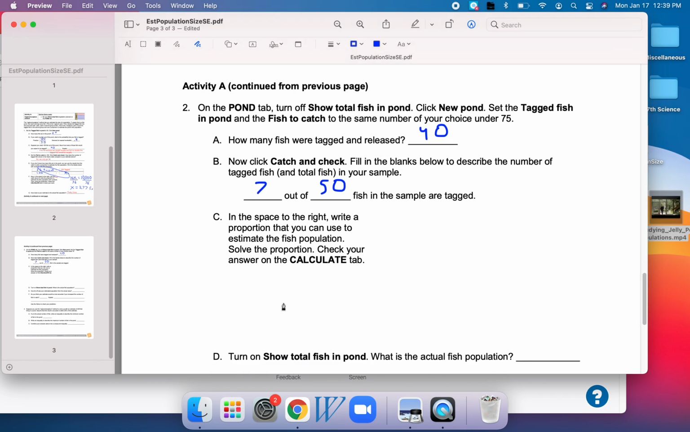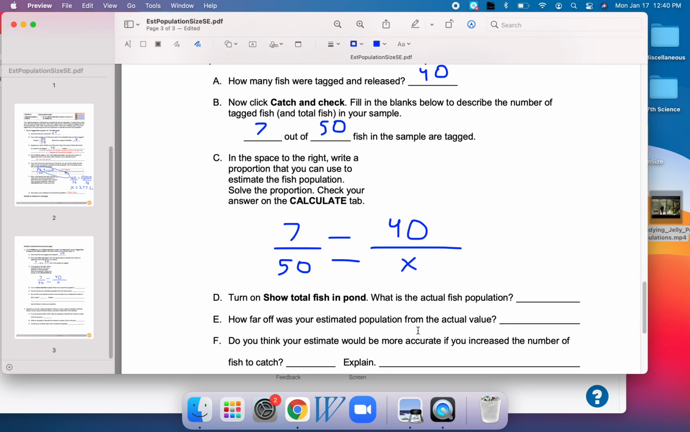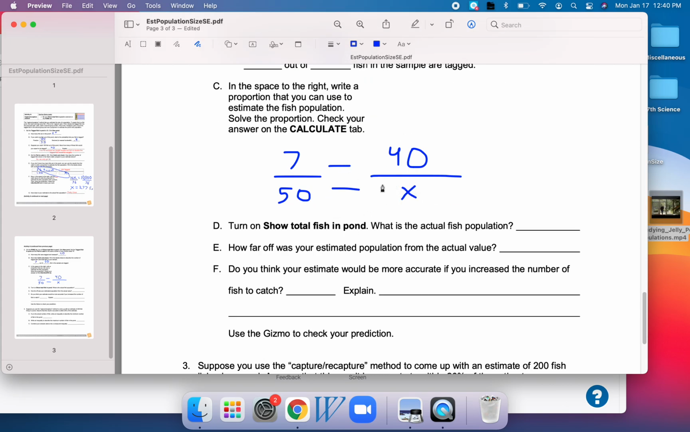Okay, how many total fish are there in the pond? If we pulled up 7 tagged fish, wish I could write this easier. That'd be tagged. And then we caught 50. We knew we had 40 total tagged. What would X be now? We don't know how many total fish are in the pond. We want to figure out how many total. If we tagged 7 and we pulled up 50, if we tagged 40 total, how many would we expect to see?